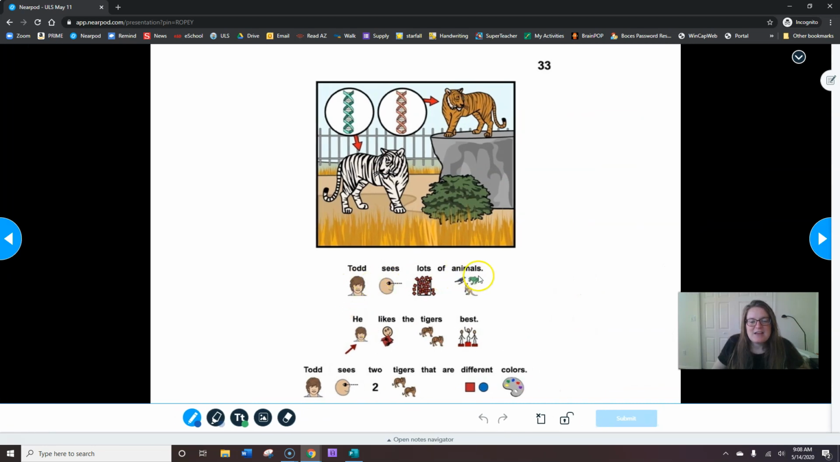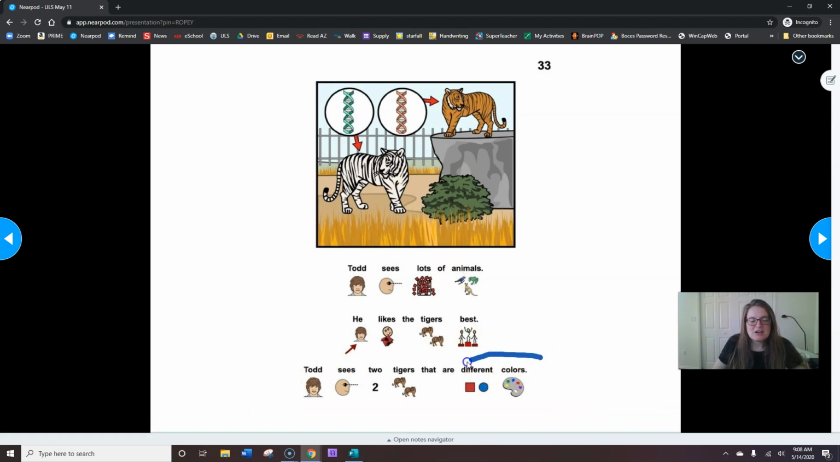Todd sees lots of animals. He likes the tigers best. Todd sees 2 tigers that are different colors. So there's a white tiger and here's an orange tiger. Notice their DNA is different. They're both tigers, but they have different colors. Okay? So they have different colors.